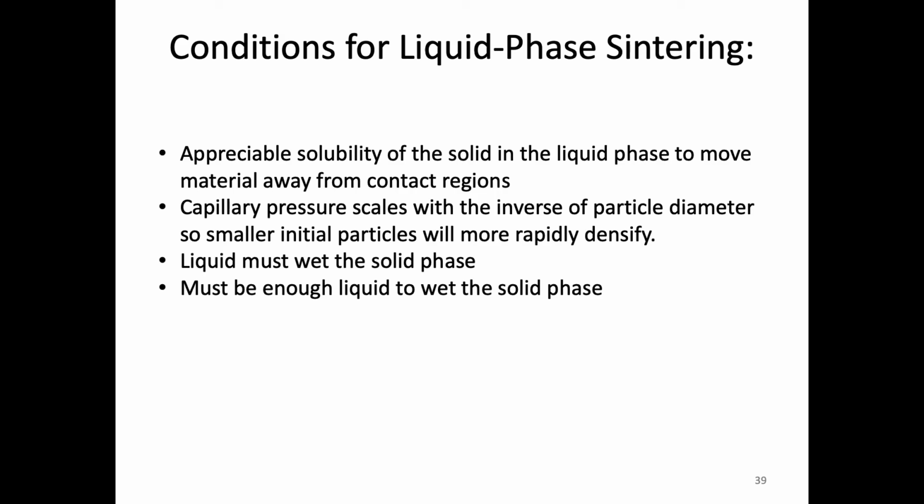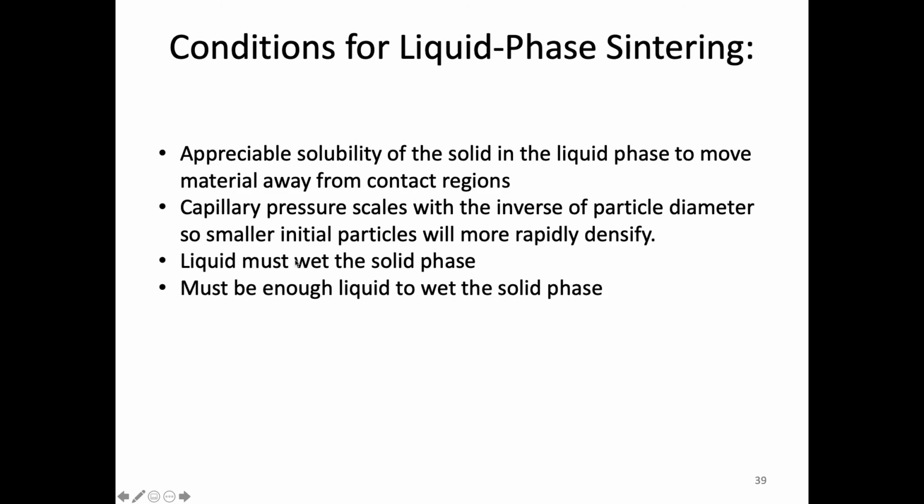All right, so let's recap this liquid phase sintering and think about some of the conditions that are going to be useful or important for this type of method. So obviously, we have to form a liquid phase, and there has to be solubility of the solids in that liquid phase, right? Otherwise, we can't move material away from those contact regions with solution reprecipitation. And then also, we have to have that capillary pressure, and that capillary pressure is related to the particle diameter. So basically, if we want this to occur more rapidly, we want smaller initial particles. So typically, we want as small a particle as possible.